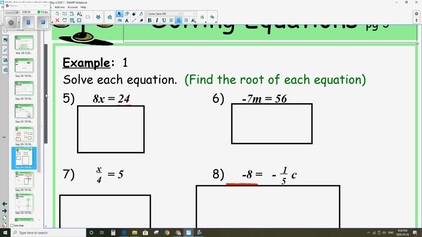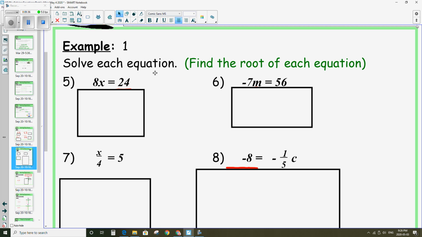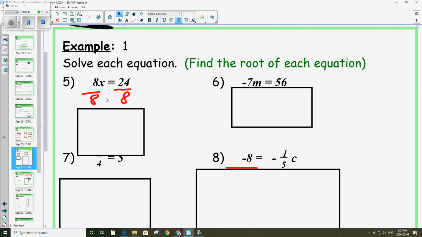Okay, number 5. Solve each equation, find the root of each equation. So same instructions. Okay, 8 multiplied by x is equal to 24. The opposite of multiplying by x would be dividing, so divide both sides by 8. On the left-hand side, we'll have x, and on the right, 24 divided by 8 is 3.